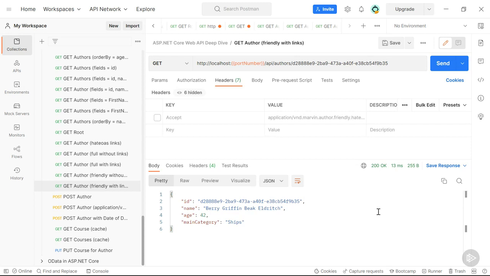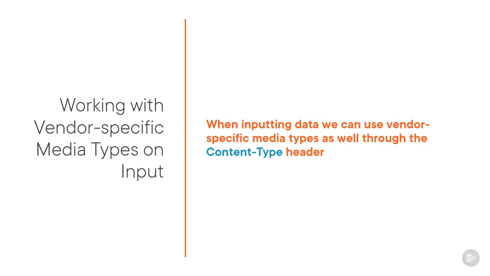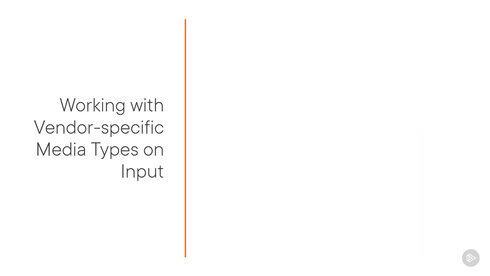But what about input? In other words, what about allowing the consumer to input data in different representations? Let's learn about that next. When inputting data, we can use vendor-specific media types as well, by setting them as value for the content type header. But what would be a good use case for that? Well, I made a small mistake. It's a shame, but people die, so do authors.